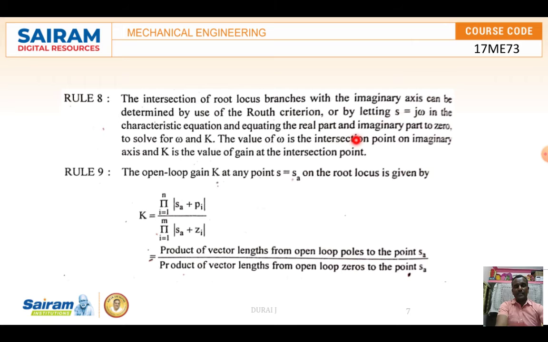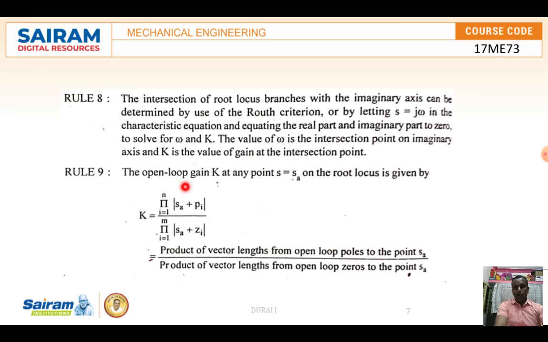What is the real part? Wherever the j term is not coming, that is the real part. Wherever the j term is coming, that is the imaginary part. Like this, we have to solve this problem. Here we solve for ω and K, where ω is the intersection point on the imaginary axis and K is the value of gain at the intersection point. So this is the point you should remember over here.